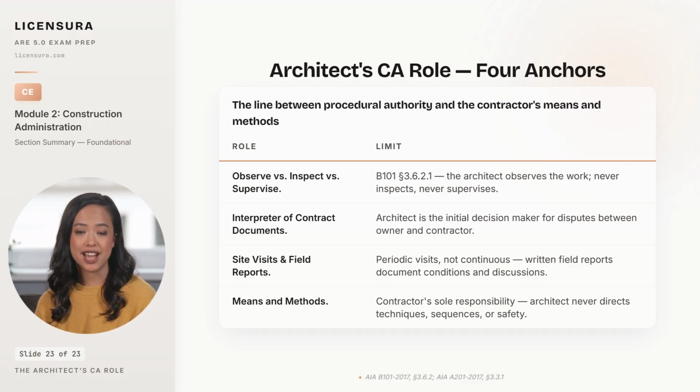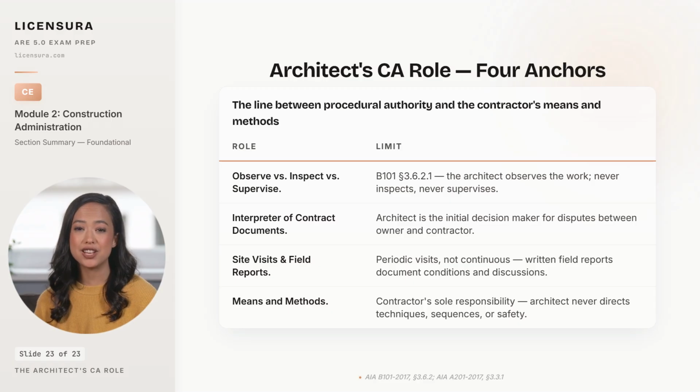Observe versus inspect versus supervise is the verb question the exam returns to repeatedly. AIA B101, Section 3.6.2.1 says the architect observes the work to become generally familiar with progress and quality, and that single verb choice closes off the inspection and supervision liability that would otherwise attach.